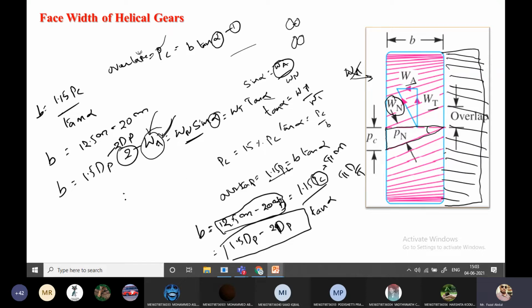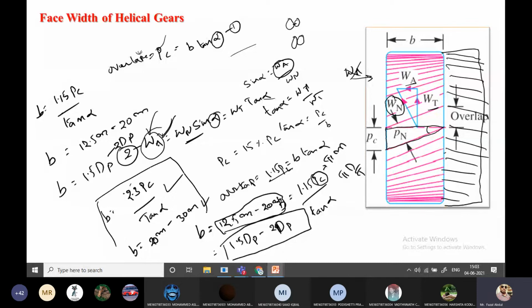Okay, so at this time the face width value relation, remember, is the empirical relation 2.3 PC by tan alpha. Another one for this is 20 modules to 30 modules. So for the herringbone gear, remember Babu, it has two relations: the first one is the empirical relation, the second one is the proportion. These two are for the double helical gear, and these three are for the single helical gear.